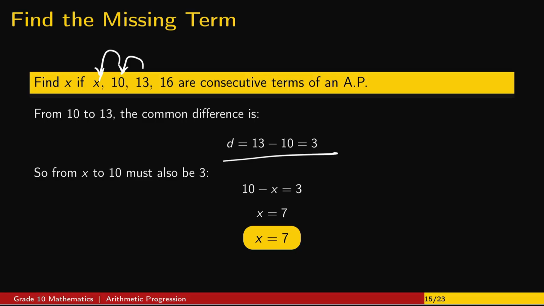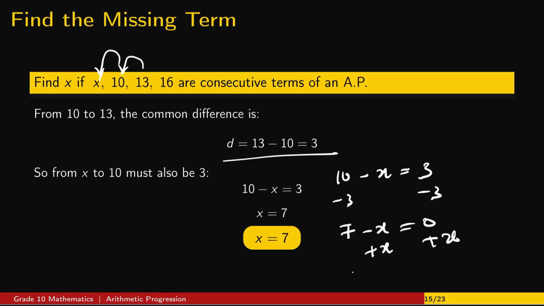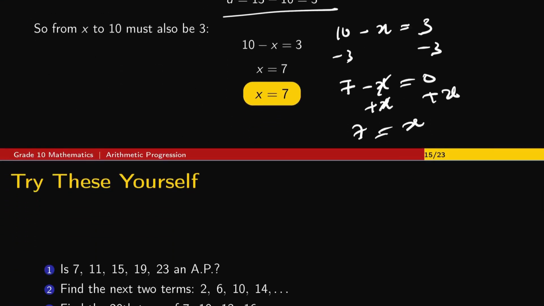Okay, so we're just looking for x here. Let's see how we solve this. I have 10 minus x is 3, so I can just subtract 3 from both sides. 10 minus 3 is 7, minus x is equal to 0. We want x, so plus x. So this is just 7, and x plus 0 is x. So x is equal to 7.